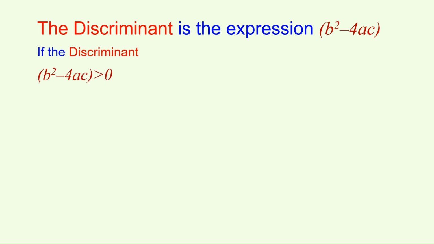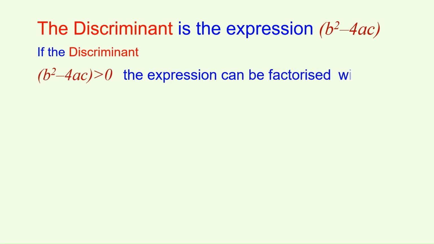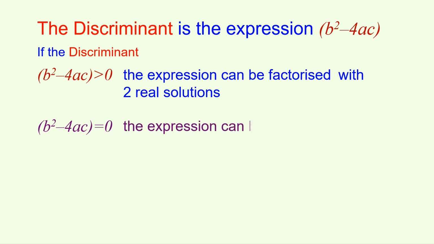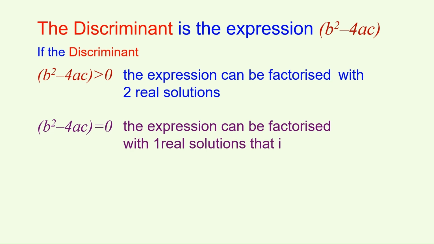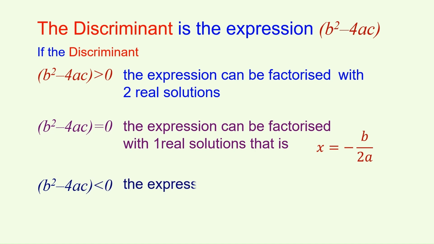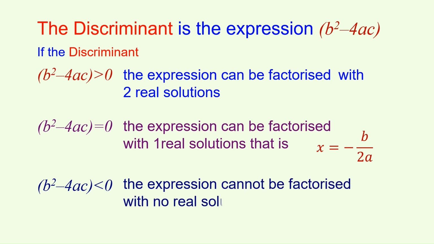The discriminant. In the formula, the expression b squared minus 4 times a into c is known as the discriminant. If the discriminant is more than 0, the expression can be factorized with two real solutions. If the discriminant equals 0, the expression can be factorized with one real solution, which is x equals minus b divided by 2 times a. If the discriminant is less than 0, the expression cannot be factorized, with no real solutions.